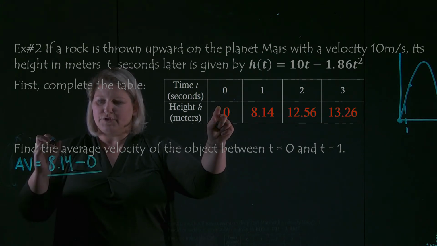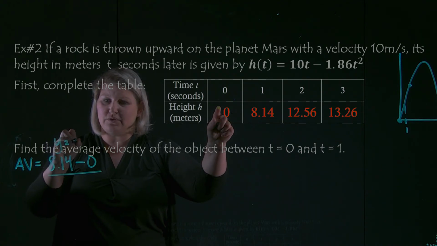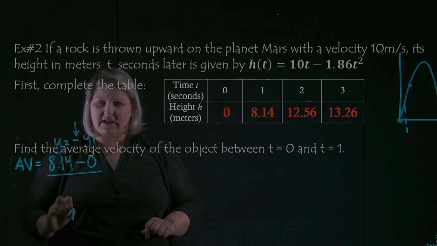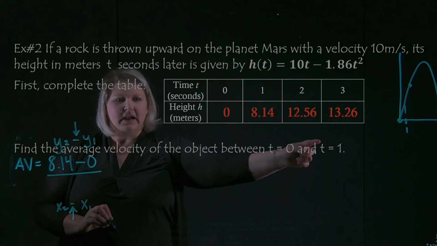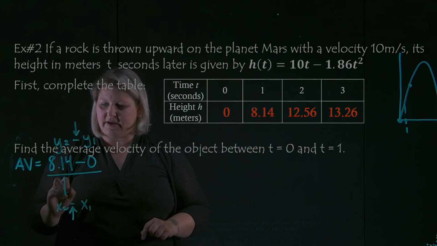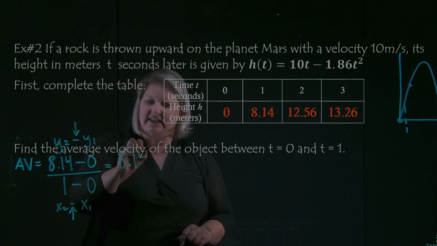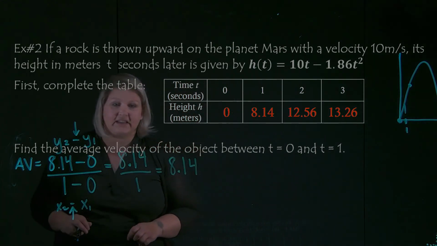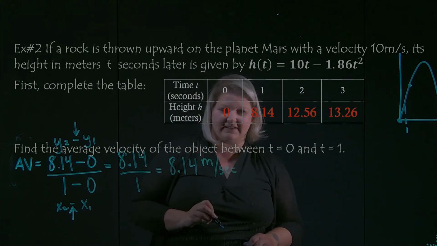In other words, I'm taking the slope, remember? So I'm taking y sub 2 minus y sub 1. That's what's happening over there. And over here, I'm going to do my x sub 2 minus x sub 1, going from t equals 1 to t equals 0, so 1 minus 0. And this average velocity is 8.14 divided by 1, which is simply 8.14. The unit is meters per second.